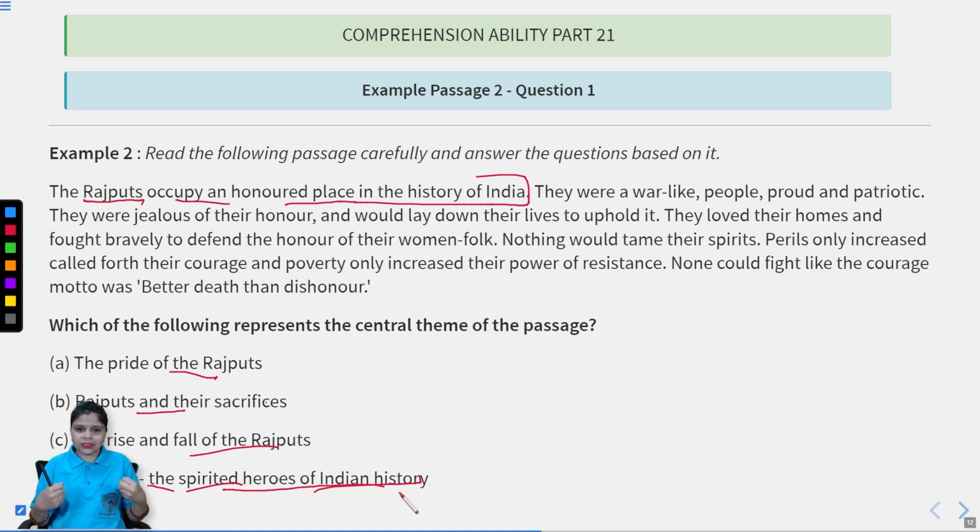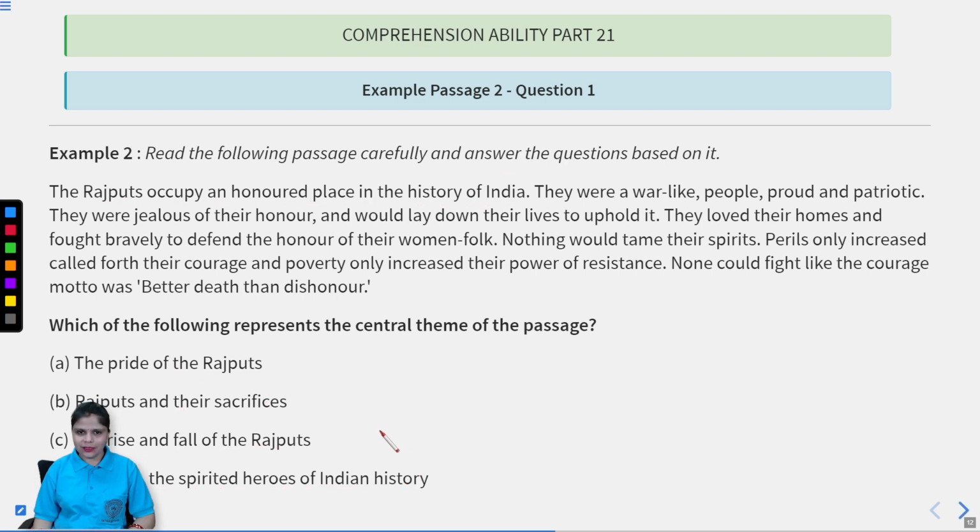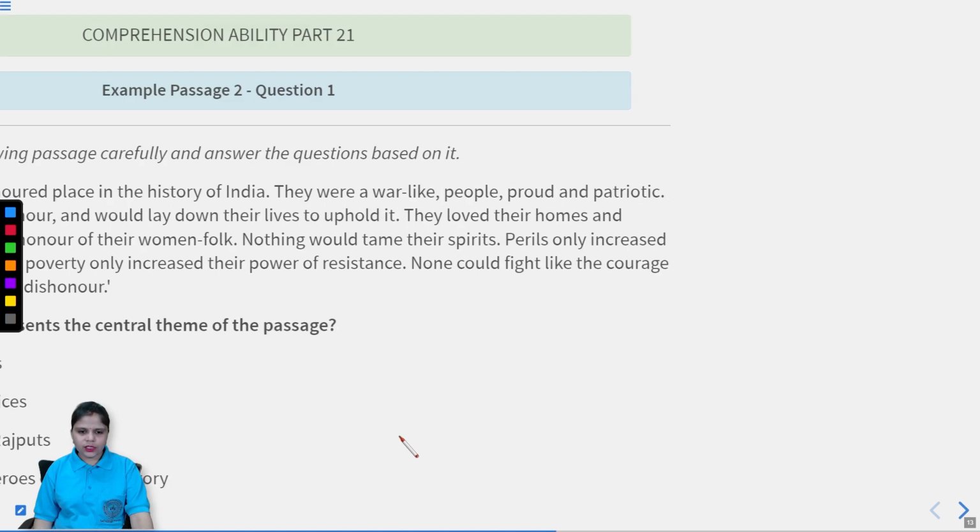Spirited means zealous; it means they have zeal. So they are spirited heroes of Indian history. Here we have not talked about any sacrifices that Rajputs have made. We are not saying that Rajputs were proud of this. No, they just love their honor. And rise and fall is not the theme of the passage. The passage is that they are the spirited heroes of Indian history. So here the answer will be D. This is very simple. Now let us move to the next one.